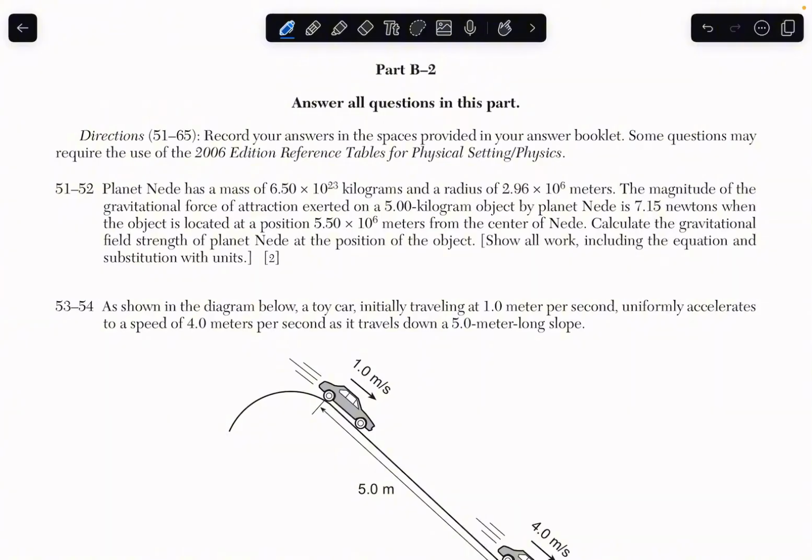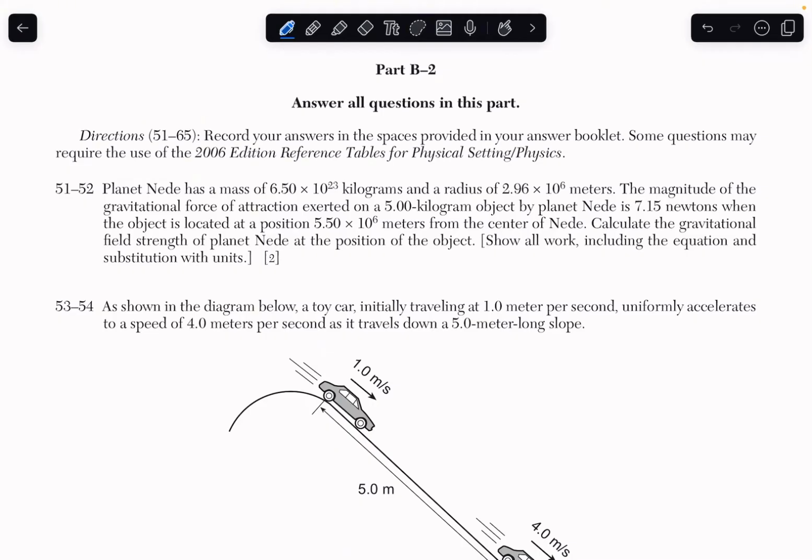Planet Need has a mass of 6.5 times 10 to the 23rd kilograms and a radius of 2.96 times 10 to the 6 meters. The magnitude of the gravitational force of attraction exerted on the 5-kilogram object by Planet Need is 7.15 newtons when the object is located at a position 5.5 times 10 to the 6 meters from the center of Need. Calculate the gravitational field strength of Planet Need at the position of the object.